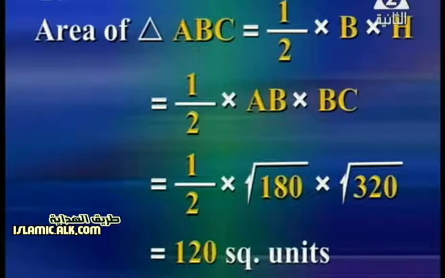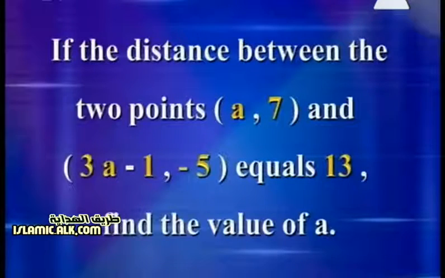Now, let us have another example. If the distance between 2 points (a, 7) and (3a minus 1, negative 5) equals 13, find the value of a. Now, try to find the distance between the 2 points, and you are going to equalize them by 13.